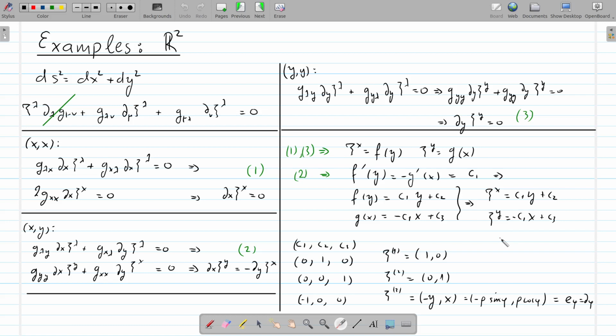So again, we can compute 3 linearly independent Killing vector fields. If we choose c2 to be 1, then we have the vector (1, 0). Then if c3 is equal to 1, then we have the vector (0, 1). And if we take c1 equal to minus 1, then we have the vector (minus y, x). And notice that this vector here is nothing but the d/dphi coordinate vector of the polar coordinates rho, phi.